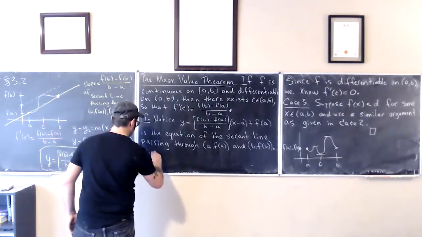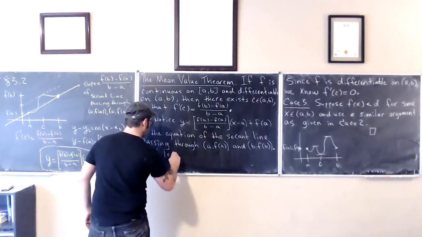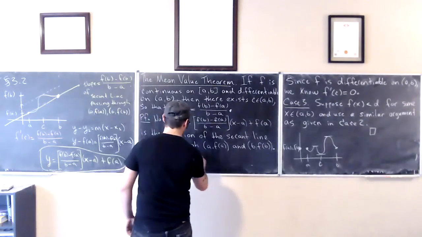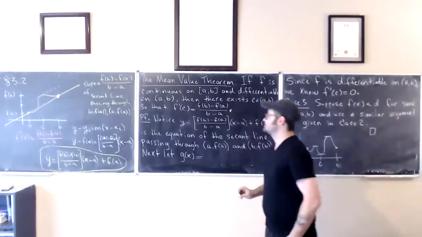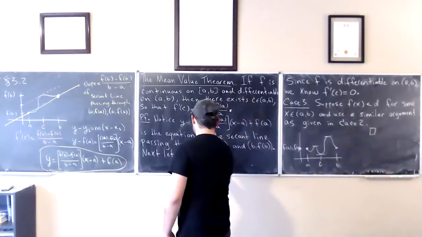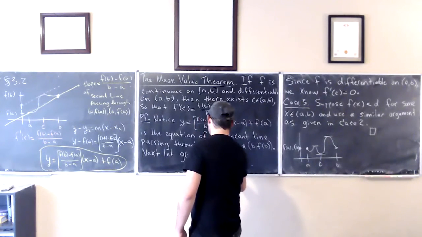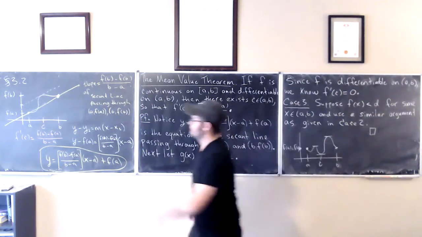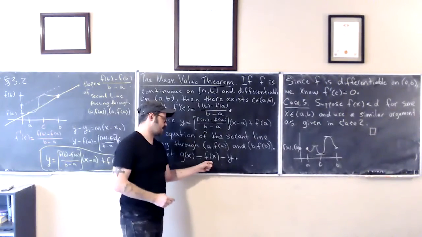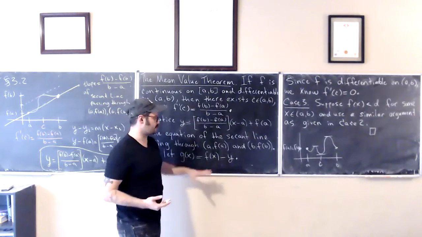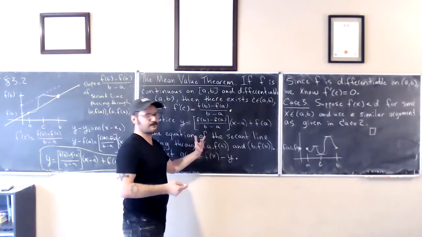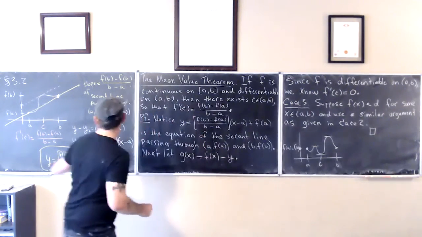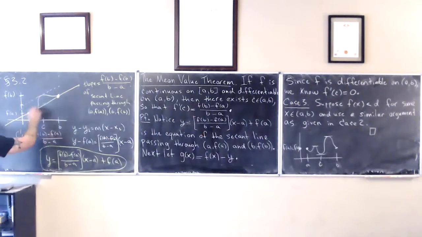Next, let g of x equal f of x minus y. So what that is doing is measuring how far away f is from y. Sort of. If we were doing actual distance, we would square it or something like that. But in a sense, this just tells us how much we're differing, either positive or negative, from the function, right? So here's the secant line.